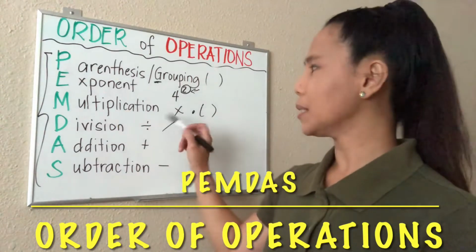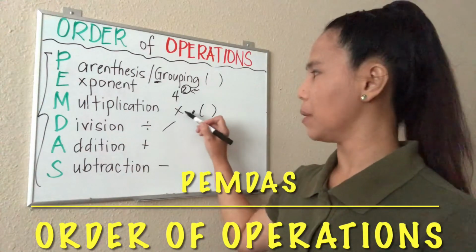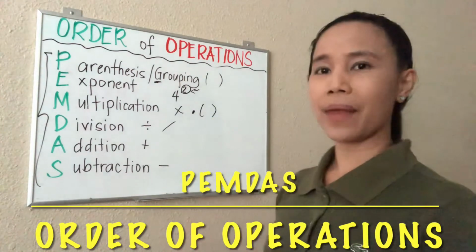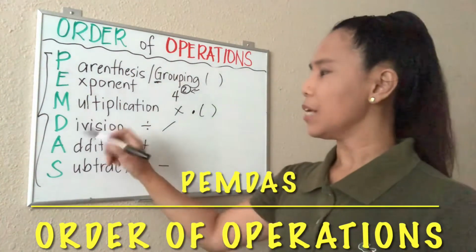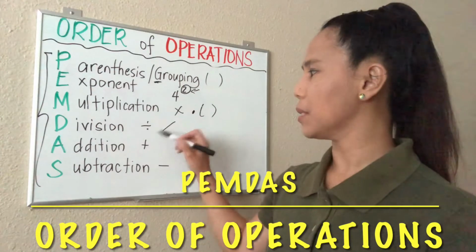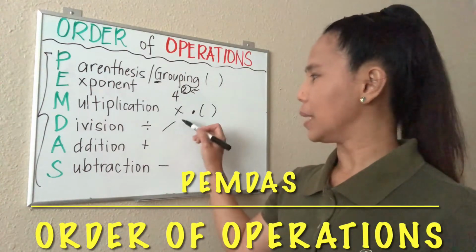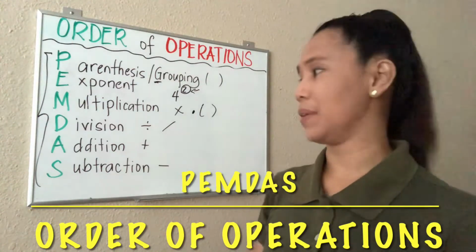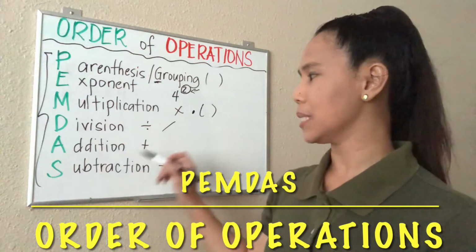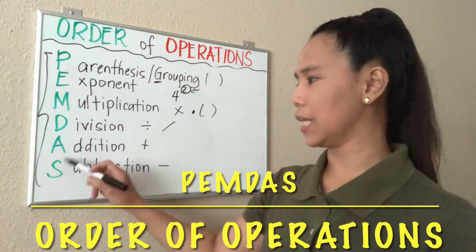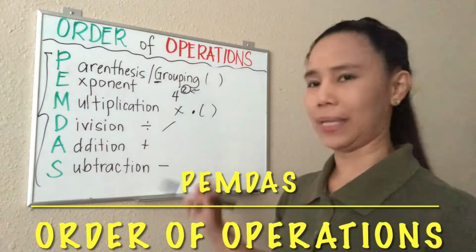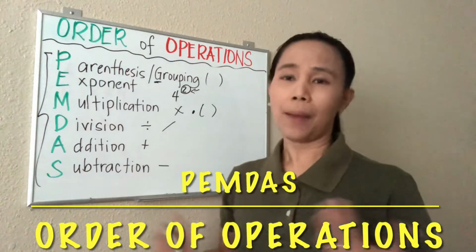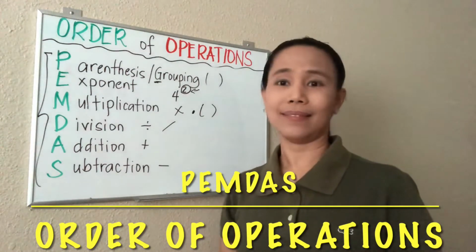And M for multiplication, and we have these symbols, the X, and also a point, and sometimes a parenthesis as well. D for division, and these are the symbols for division. Usually a fraction bar also shows a division. And A for addition, this is the plus sign for addition, and the subtraction symbol is the minus sign. So we follow this so that we can be sure that our answer is the correct one.